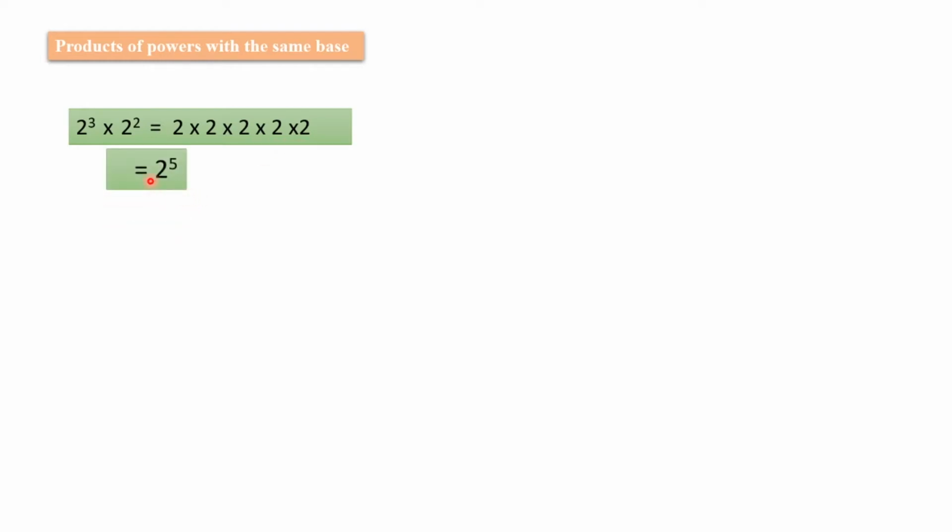Now look at what the final value is. It is 2 to the power 5 because there are five 2's. So you can write 2 to the power 5. Now, when you are multiplying two powers with the same base, if you multiply these indices, 3 and 2, you get 6. But it is not 6. What happened here? They added the indices.